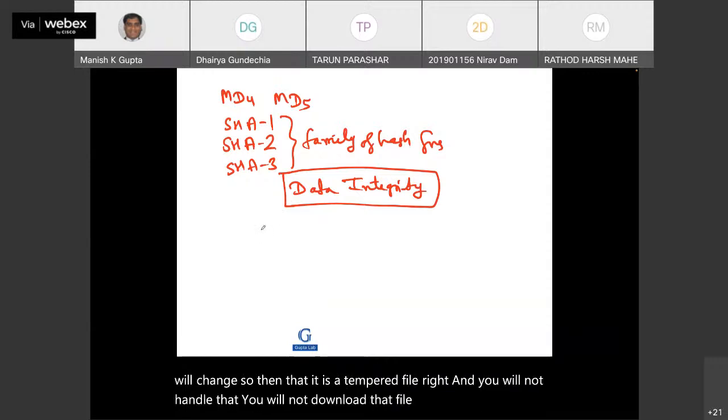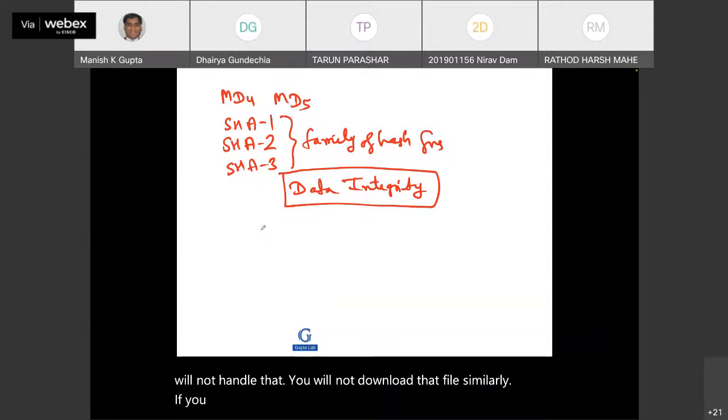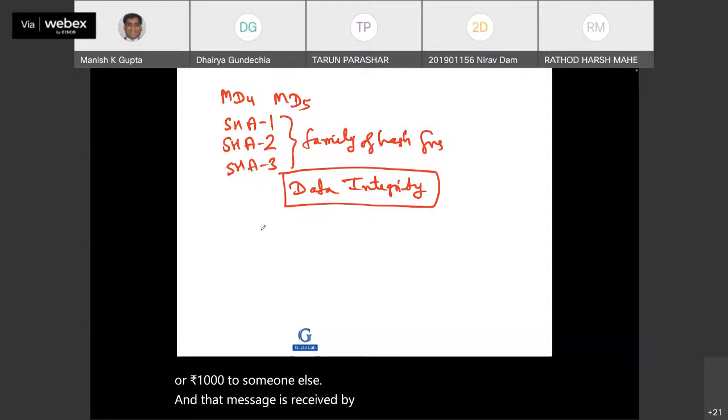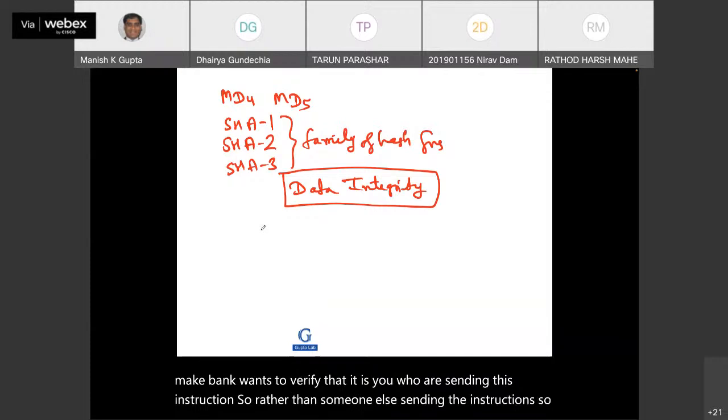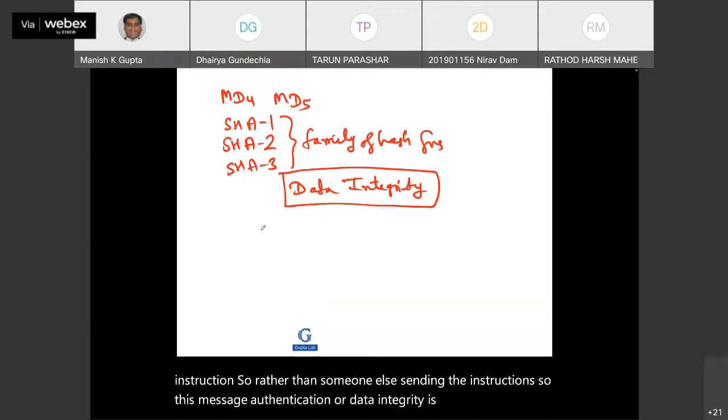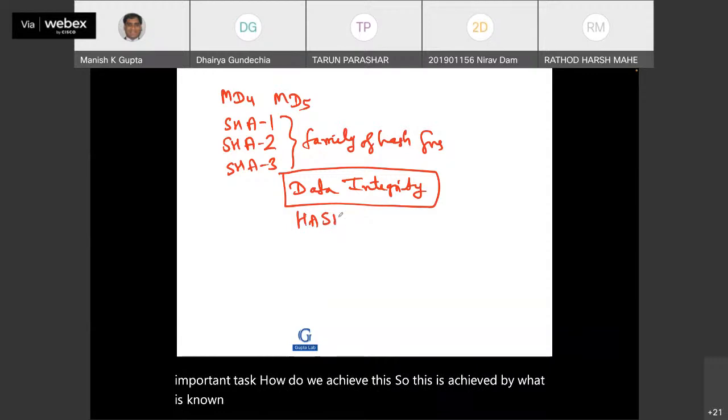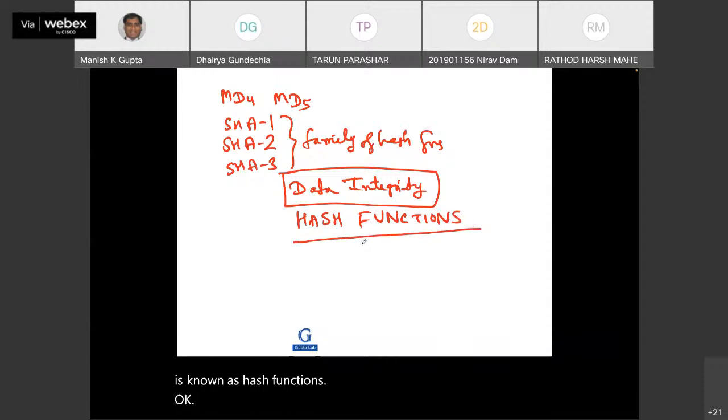Similarly, if you are sending a message to your bank to transfer $1,000, say, or ₹1,000 to someone else, and that message is received by the bank, the bank wants to verify that it is you who are sending this instruction, rather than someone else. So this message authentication, or data integrity, is a very, very important task. How do we achieve this? This is achieved by what are known as hash functions.